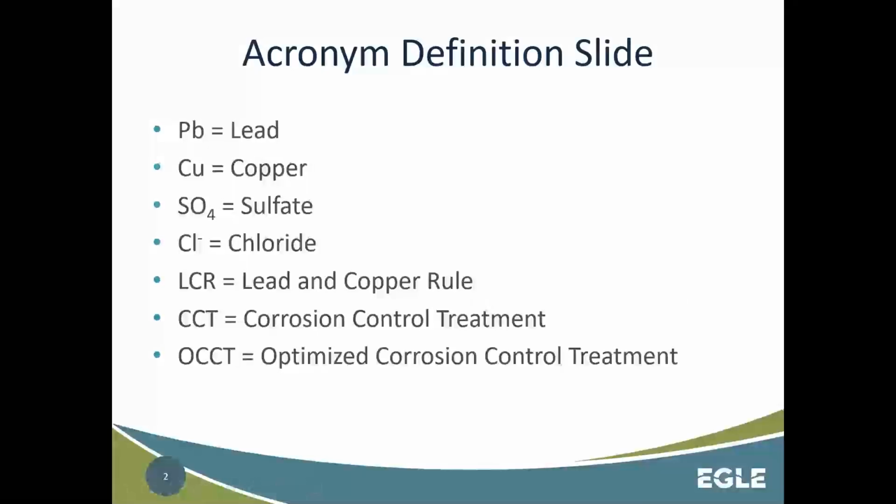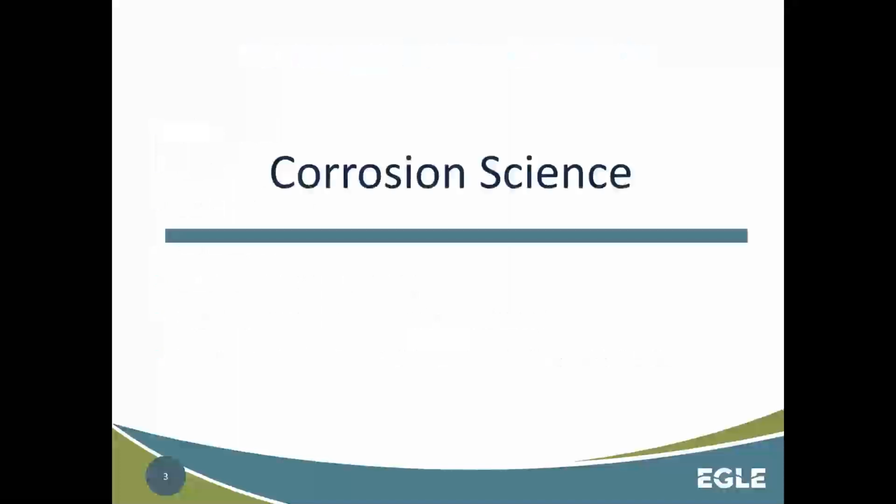First, I want to run through an acronym and definition slide. These are good to know, since you'll see them referenced throughout this presentation. The first four, Pb, Cu, SO4, and Cl, are your compounds, your actual elements themselves. Pretty straightforward if you've taken general chemistry in the past. The three at the end are the Lead and Copper Rule, or LCR, corrosion control treatment, CCT, and optimized corrosion control treatment. We'll be talking about each one of those as we go through the presentation.